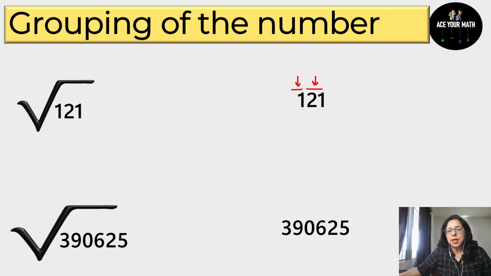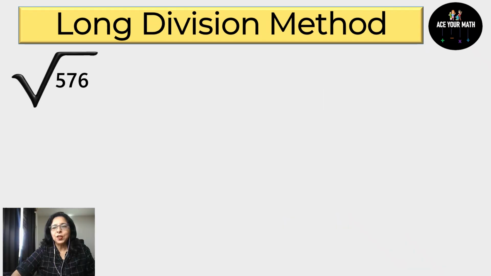Now take another example. For this, the first step is grouping. You will start from the rightmost digit, which is 5, and take 2 digits at a time. So 25 forms one group, 06 forms another group, and 39 forms another group. These are called grouping or pairing. It's one and the same thing. So this is the first step. Now let's solve 576 through the long division method.